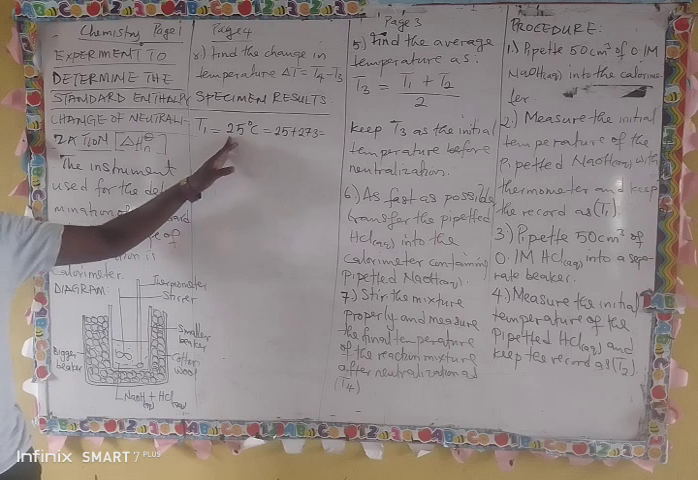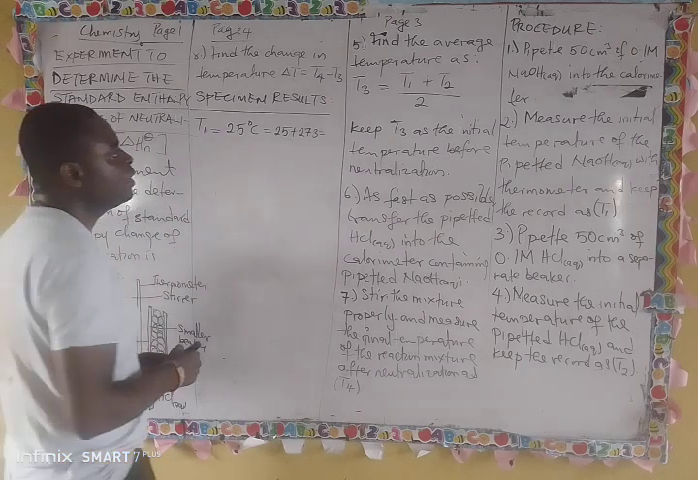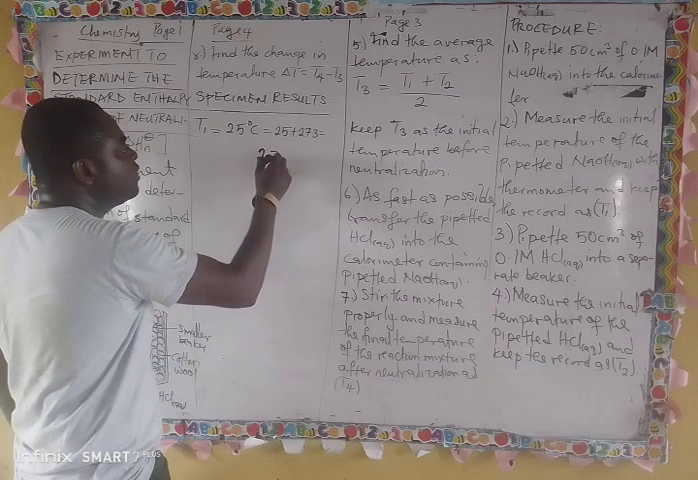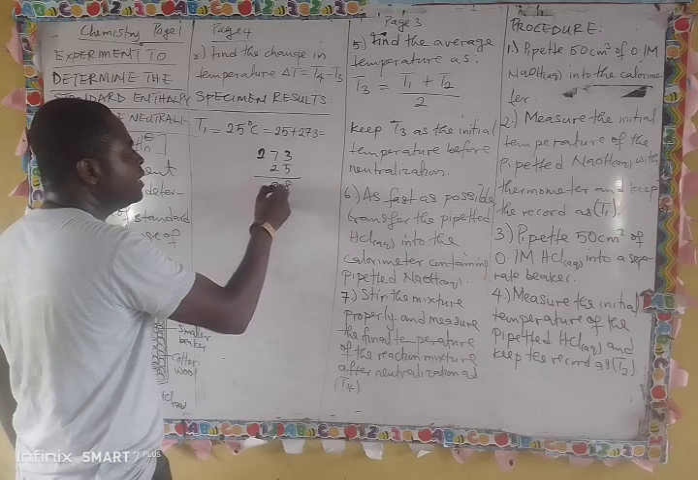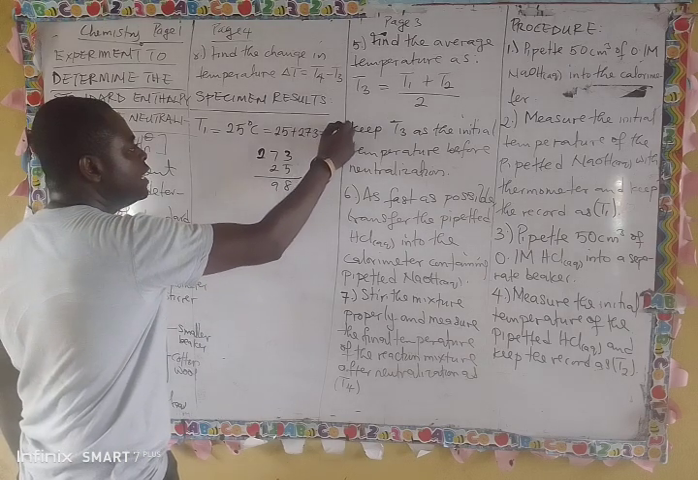Let's assume the initial temperature is 25. Add it. Is that what you got? Are you sure? 273 plus 25 is 298. 298 Kelvin.